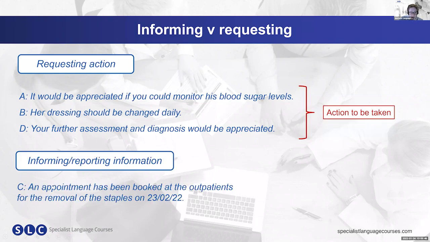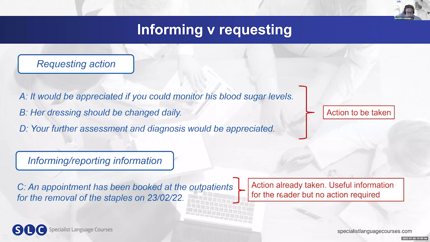Whereas this phrase here, "An appointment has been booked at the outpatients for the removal of the staples on the 23rd of February," is just informing the reader that this is going to happen. So it's action already taken. The appointment has already been made. The reader doesn't need to do anything, but it is useful information for them to know. So it's really important that you clarify between informing, reporting and requesting before you actually write the sentences. This is what we'll be looking at in more detail now.